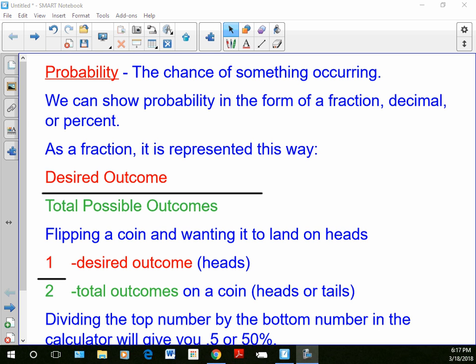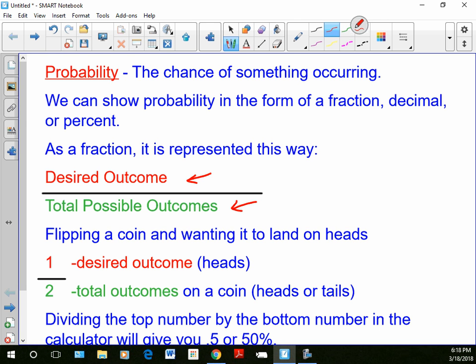Probability, by definition, is the chance of something occurring. Now, if you know what's going to happen, that's not truly probability. Probability is when you don't know the outcome. So it's a chance of something occurring. We can show probability in the form of a fraction, decimal, or a percent. As a fraction, it's represented this way: we have the desired outcome on top, and the total possible outcomes on the bottom.